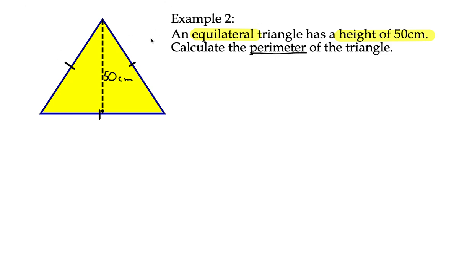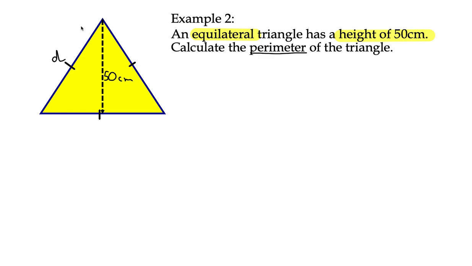Now, hopefully you remember that to calculate the perimeter, you'd want the lengths of all 3 sides, and you're going to add them up. Good news is that they're all the same. So if I were to work out, say, the length of that side D, well, that's going to be the same, and that's going to be the same.